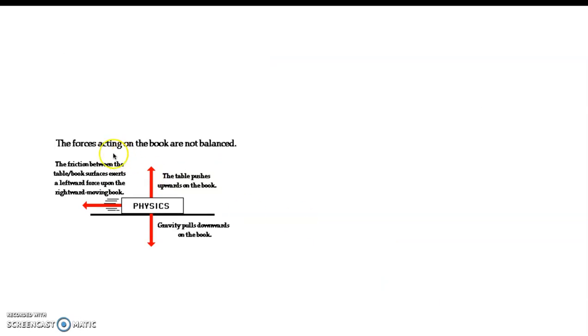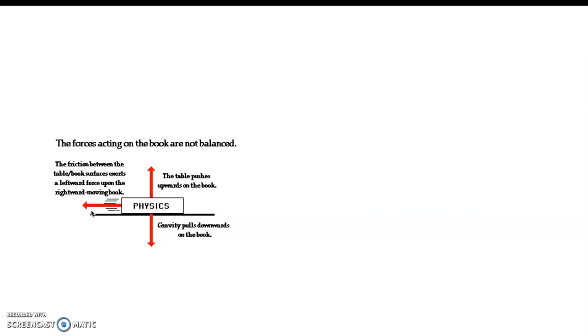So here's an example of an unbalanced force. We have a physics book on the table. Gravity's pulling down, the table's pushing up. In this direction, up and down, it's not moving. But if we give this book a push to the right, it's traveling this way, but it's slowing down. Why? Because of friction. There is a frictional force pushing backward that's slowing this book down. That is the unbalanced force that's causing this book to decelerate, slow down, and eventually come to a stop.